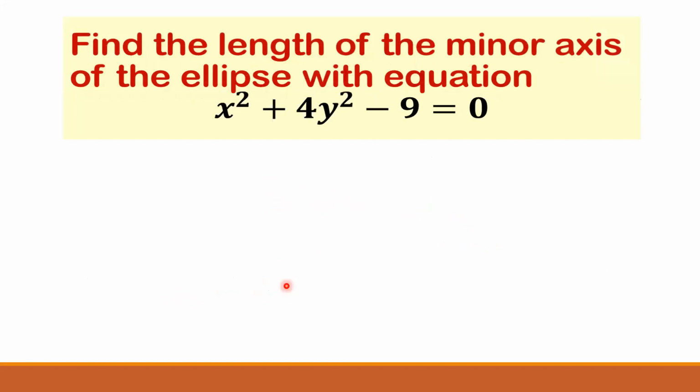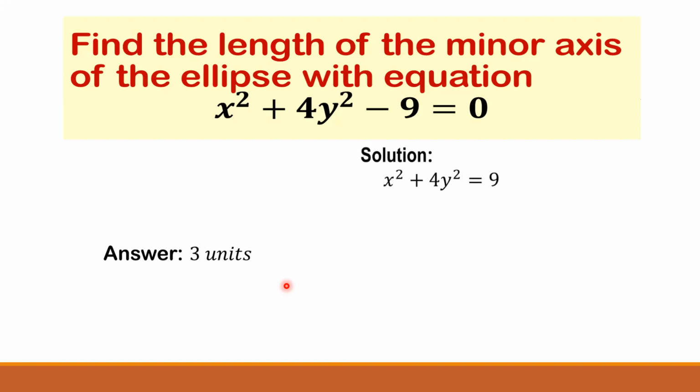Yun. So what about this one? Find the length of the minor axis of the ellipse with equation x squared plus 4y squared minus 9 equals 0. Okay, let me fast forward our time. And the answer here is just 3 units. Why is that? How did that happen?